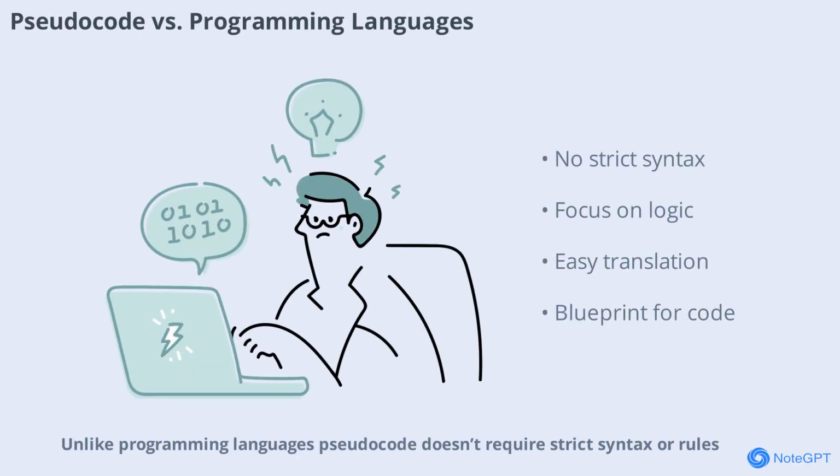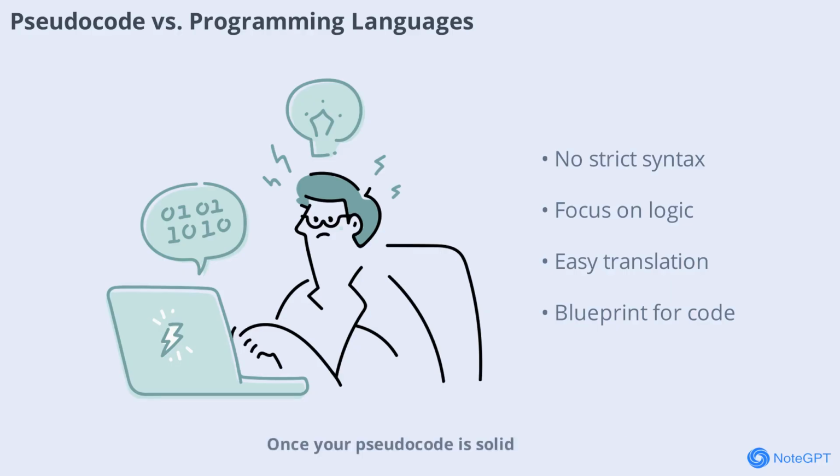Unlike programming languages, pseudocode doesn't require strict syntax or rules. You don't have to worry about semicolons, brackets, or variable declarations. Instead, you focus on the logic and structure of your algorithm. This freedom allows you to express ideas quickly and clearly. Once your pseudocode is solid, translating it into any programming language becomes much easier. It's like sketching a blueprint before building a house. You lay out the plan before getting into the technical detail.